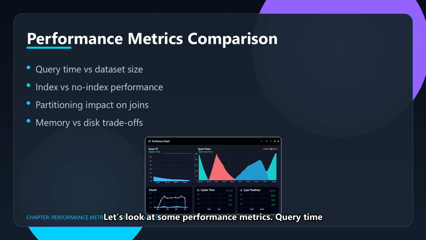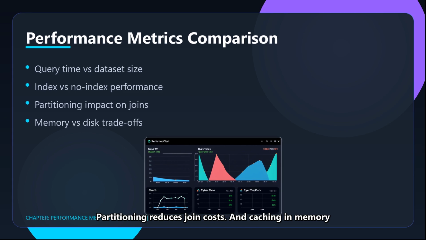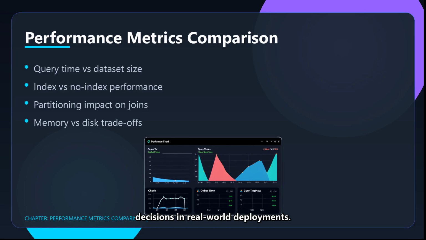Let's look at some performance metrics. Query time increases with dataset size, but spatial indexes help. Partitioning reduces join costs, and caching in memory trades space for speed. These metrics guide optimization decisions in real-world deployments.